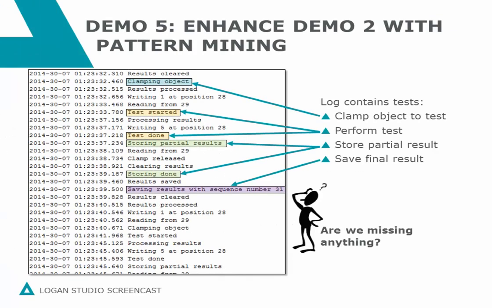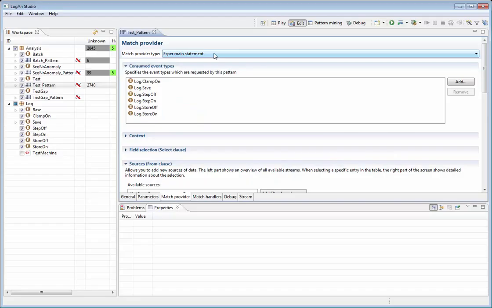We can show this based on the same example as we have been using in demo 2, where we were trying to make the combination of the clamping object, the test start done, and the store, and so on, and we tried to combine that into one test. We could now wonder, hey, did we do a good job when we defined this in Esper, or are we misunderstanding maybe or overlooking some parts of the machine behavior?